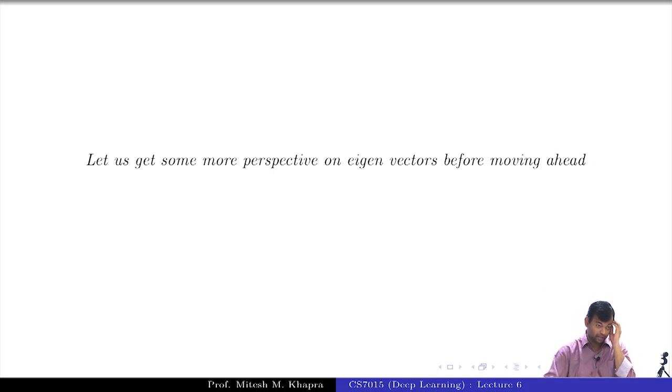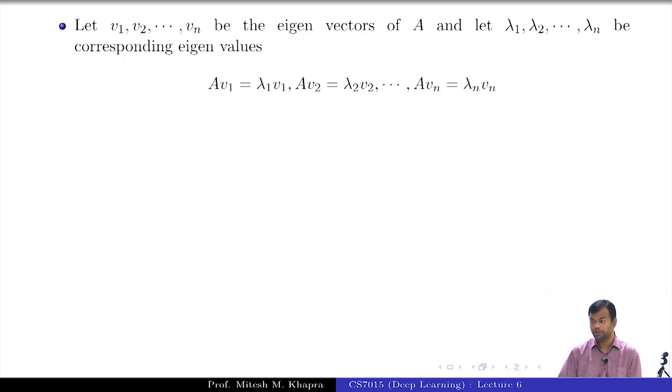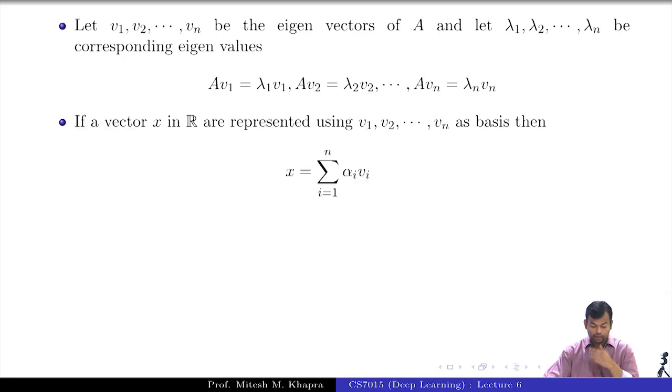Now before doing this, let us get some more perspective on what eigenvectors do and why they are actually important. So, let V1 to Vn be the eigenvectors of A and let lambda 1 to lambda n be the corresponding eigenvalues. So, we know A V1 equals lambda 1 V1 and so on. Now, suppose all the vectors in R raised to n. So, if a vector x belonging to R^n can be represented using this basis. Now, what if I am interested in the operation A times x? What is the advantage of representing it using this basis? So, this is what you were saying the other day.